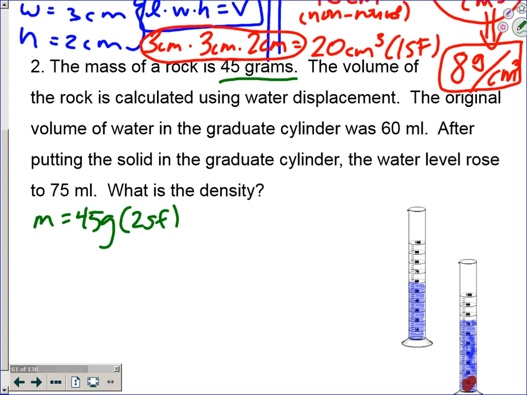Camilla, tell me something else that was important and maybe how you approached it. Okay, so in the graduated cylinder, it was originally 60, right? And then it went up when the rock was placed in it, up to 75. This cannot be to scale, but here we go. Okay, so it went up. So what does that really tell me between the lines?